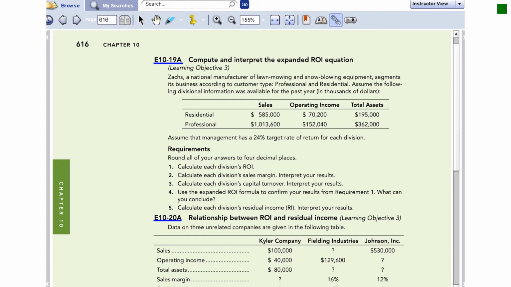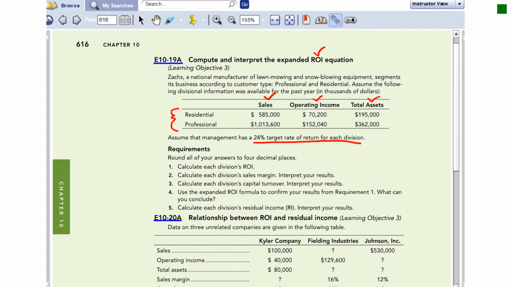All right, the next illustration we want to look at is 10-19A. Again, we're going to look at the ROI calculations. You'll note that you've got two different divisions here, residential and professional. They gave you sales, operating income, and total assets. And they say that they have a targeted return rate for each division of 24%.